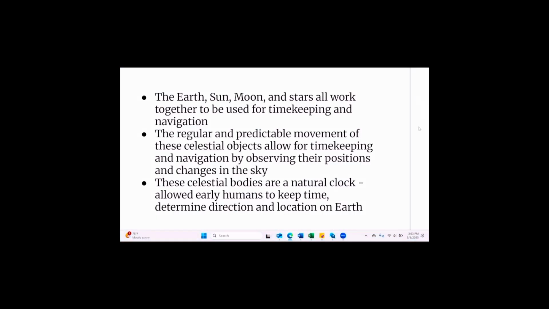So the Earth, moon, sun, and stars are all related and work together to be used for timekeeping and navigation. Because of the very regular and predictable movement of these objects, we can keep time and determine where we need to go by observing their positions in the sky and the changes. So these celestial bodies are used like a natural clock, and they allowed early humans to keep time, determine their location, and the direction they need to go for travel.